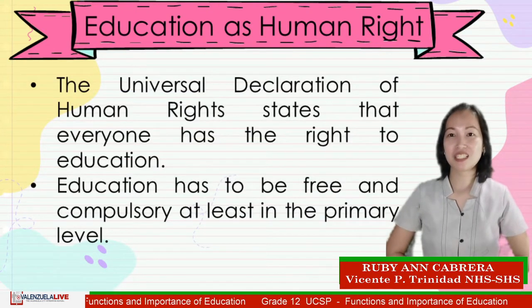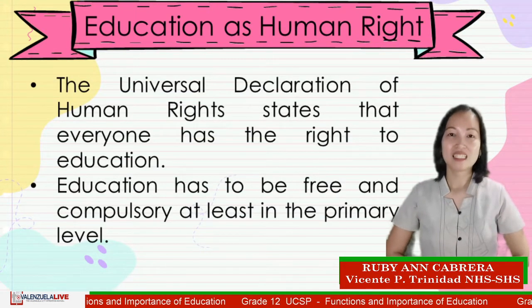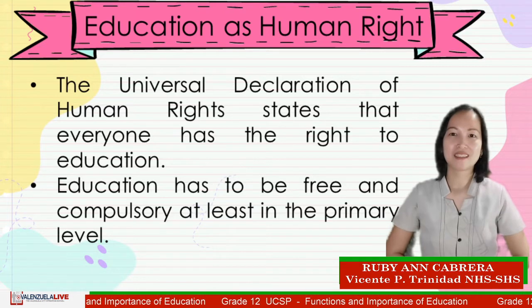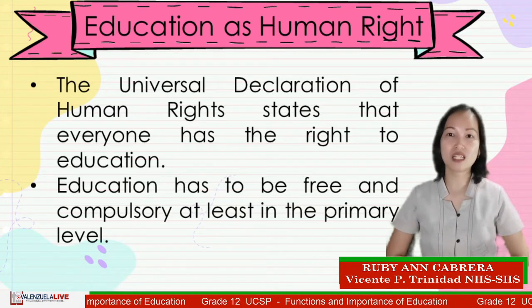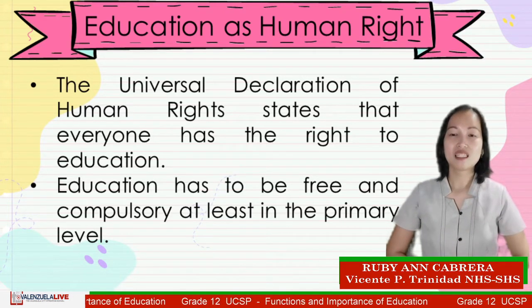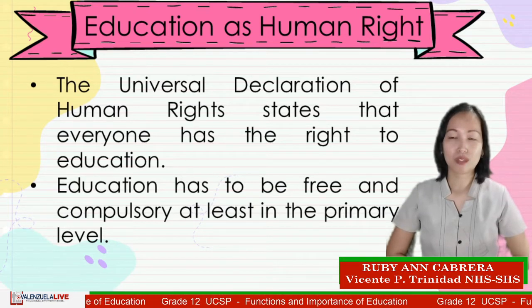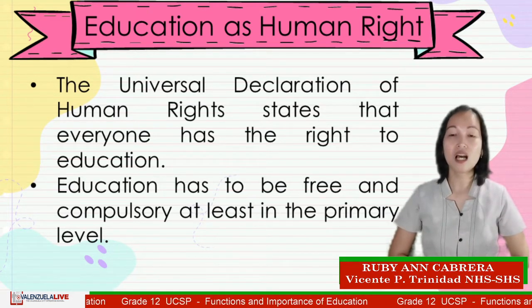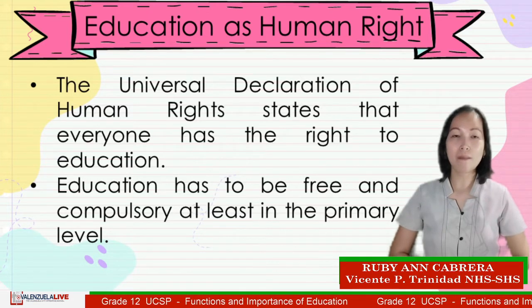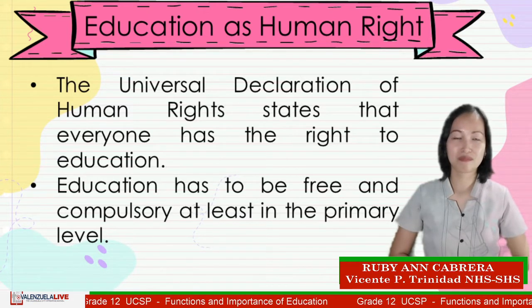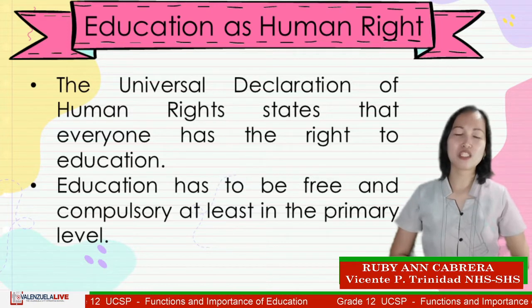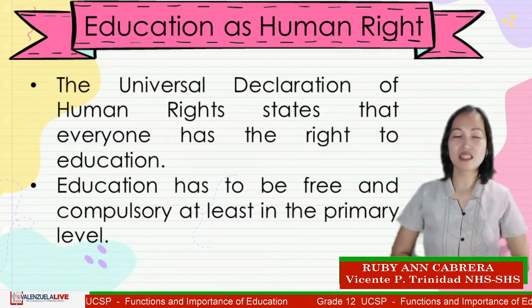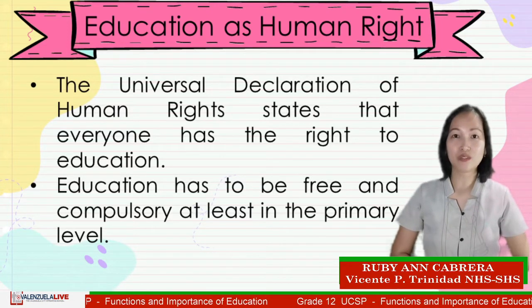Education as human right. Importance of education is connected to the idea that it is a basic human right. Education must be free and compulsory, at least in the primary level. Then higher education and technical vocational education should be made generally available. The Universal Declaration of Human Rights states that everyone has the right to education.